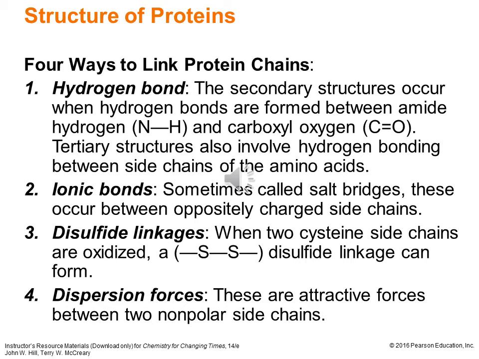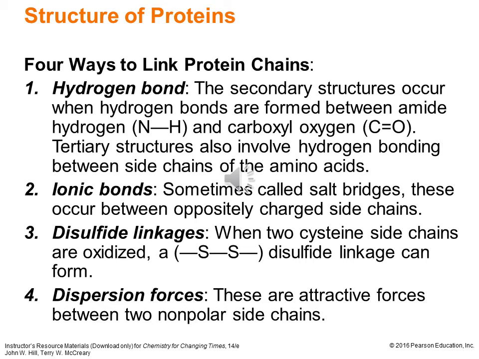And again, this can be as well because of carboxylic acids that get deprotonated or amine groups that get protonated as side chains. That's how you typically will see your ionic bonds or your salt bridges. Disulfide linkages are specific to cysteine side chains. So when two cysteine side chain residues are oxidized, you can make an S-S single bond.